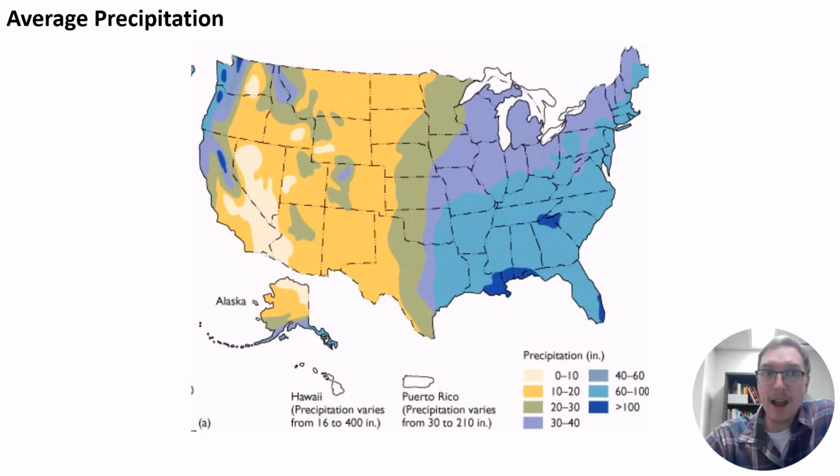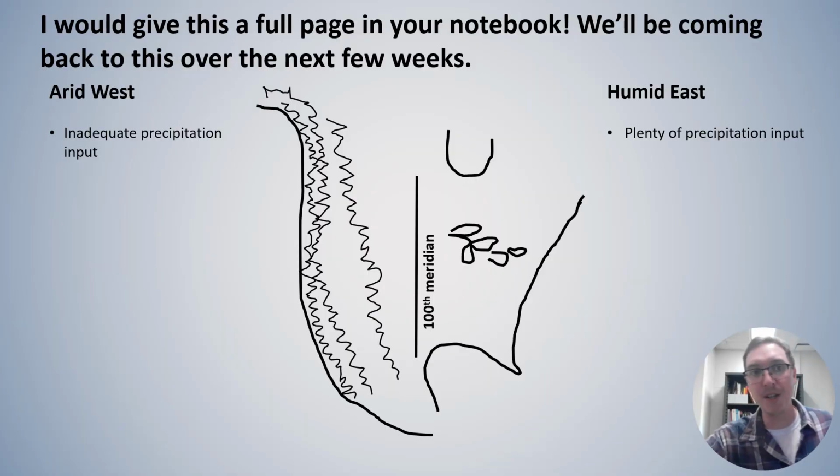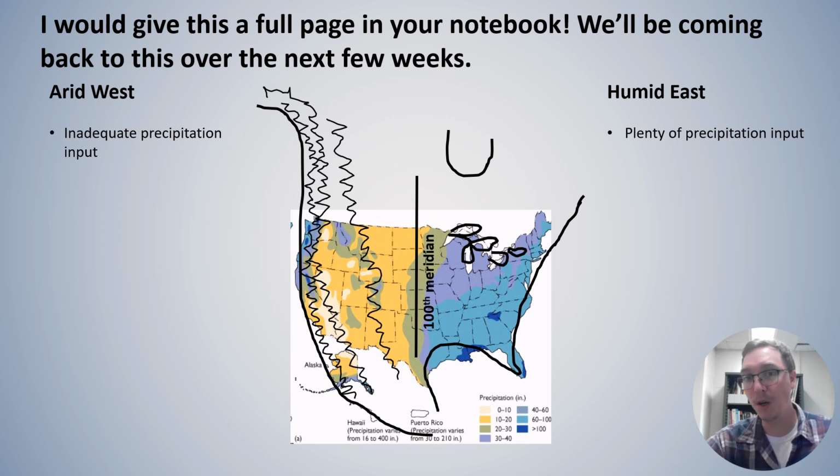So here is a look at average precipitation across the United States. Hey, look at that, roughly right about there. Our 100th meridian is that line separating the east from the west. So over the arid west, we've got inadequate precipitation input. Over the humid east, we have plenty of precipitation input. And we could throw this map underneath just so you can get a good idea of what that looks like.